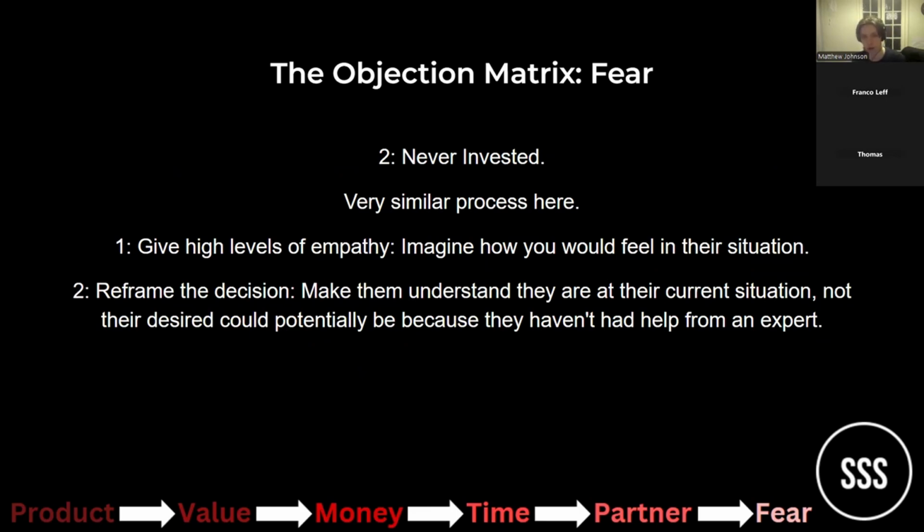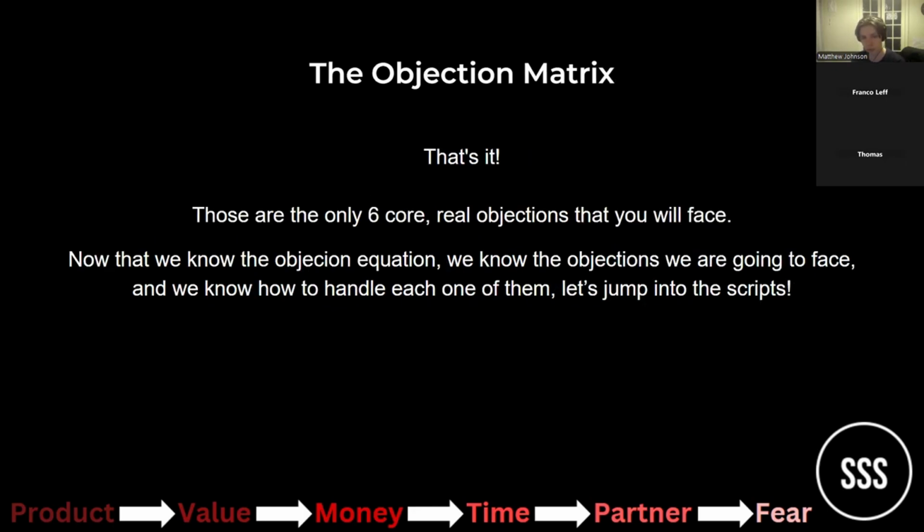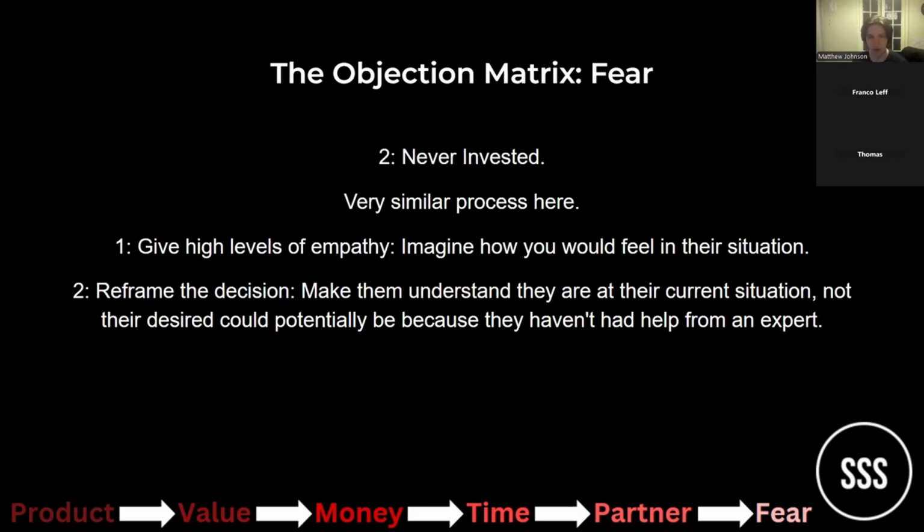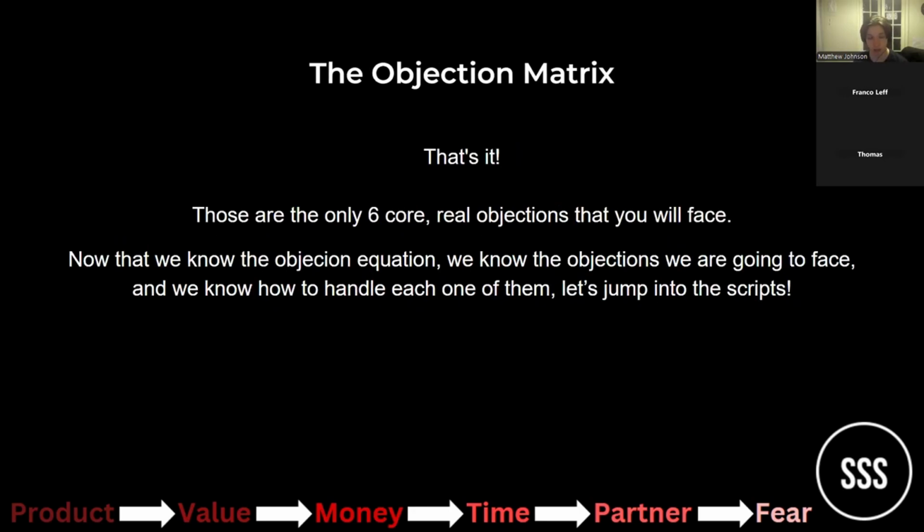Okay, once again, you reframe the decision. You make them understand that they might be in the current situation and not at a place where they want to be because they haven't had help from an expert yet. And having that help is what's going to get them there. Right? Once again, it's just about reframing, and that's what we're going to show you how to do. Okay? And so, as I said, that's it.